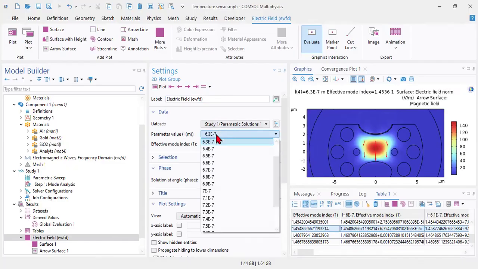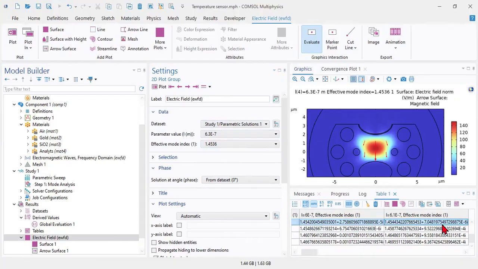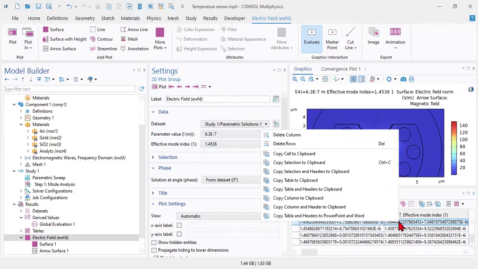Okay, so let me see if the position is the same for the next wavelength. From 610 to 630, the position is the same. From the bottom, it's fourth. So from the bottom, the fourth one, right? For that case you have to click on this and right click, and then click, sorry, copy selection and headers to clipboard.